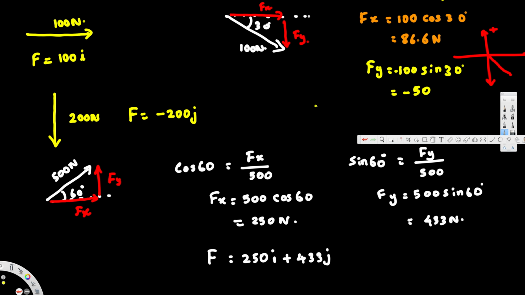So the component form for this one is going to be F is equal to 86.6 in the i direction, plus, actually minus, 50 in the j direction, and that's going to be the component form for this vector. Okay, now let's look at an example in 3D. Okay, let's get rid of this one.